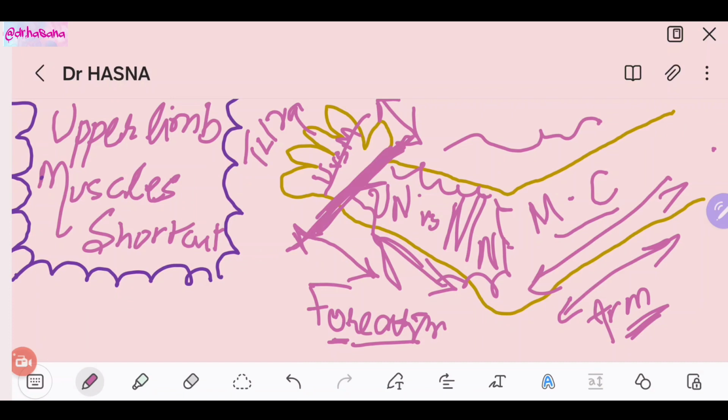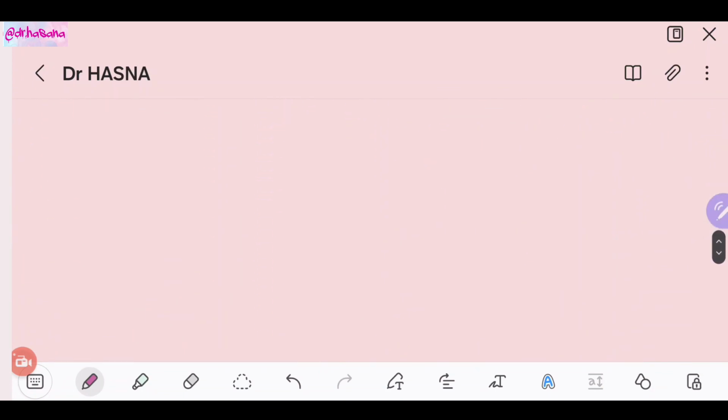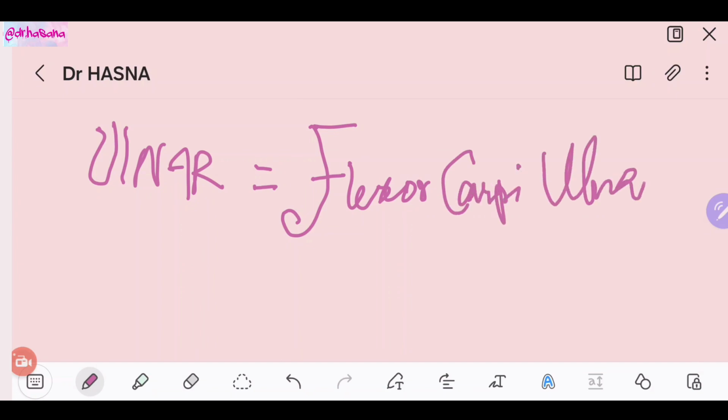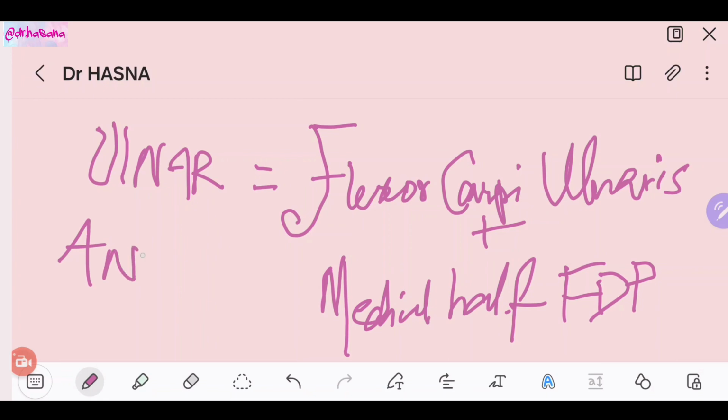So what was I talking about when I said that there's going to be a huge war between the ulnar nerve versus the median nerve? For the forearm, all you have to remember is that the ulnar nerve is going to be supplying the following muscles. What do you think it could be? The flexor carpi ulnaris, obviously, because it's a medial muscle. So flexor carpi ulnaris, plus just remember this, guys, the medial half of flexor digitorum profundus. This is for the anterior compartment of the forearm.